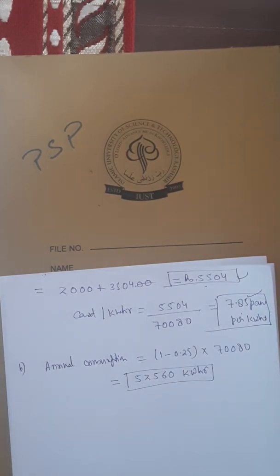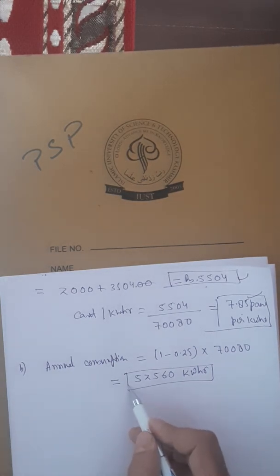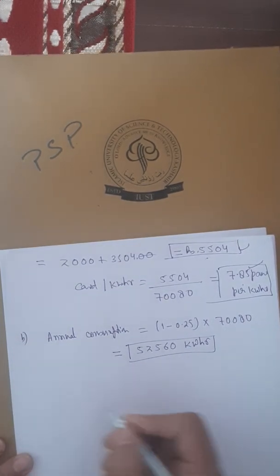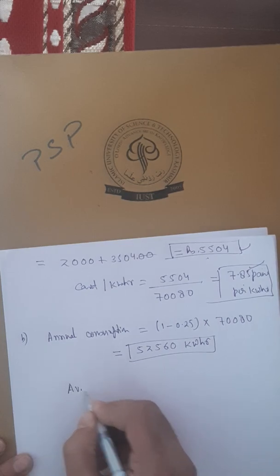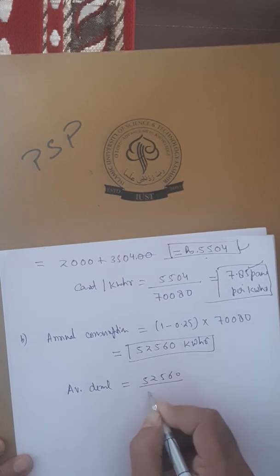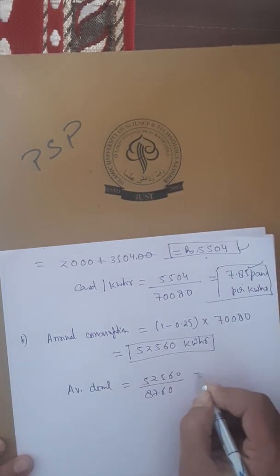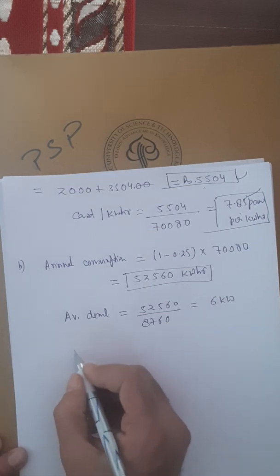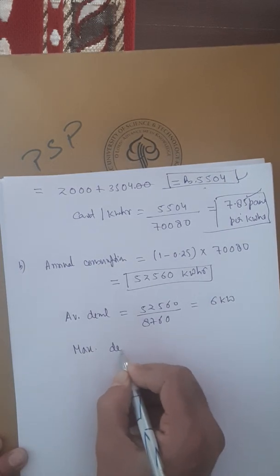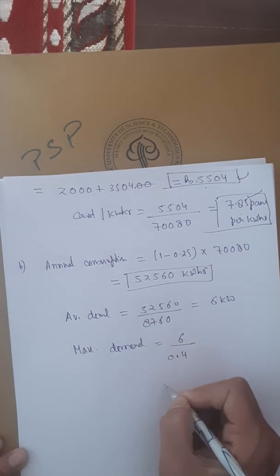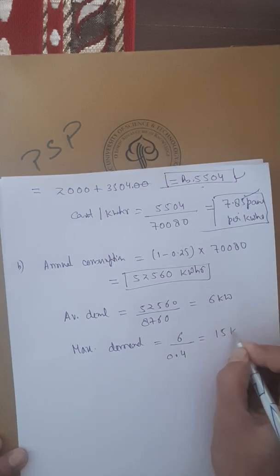Now you have to calculate the overall cost per kilowatt hour for this consumption. What will be the average load? Use your annual consumption. First of all, let us calculate average demand or average load. Average demand will be simply 52560 divided by 8760, so it will be around 6 kilowatt. This is your average load. The load factor is the same, 40%, so your maximum demand will be 6 divided by 0.4, which is 60 by 4, so it will be 15 kilowatt.